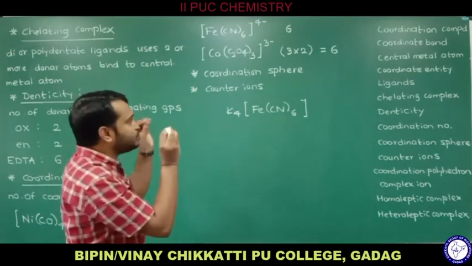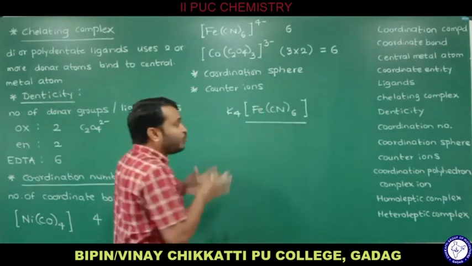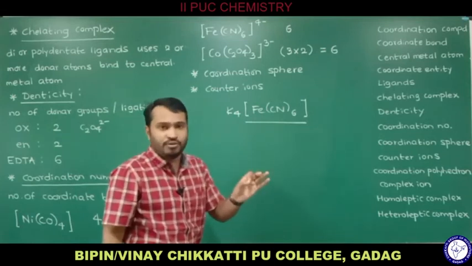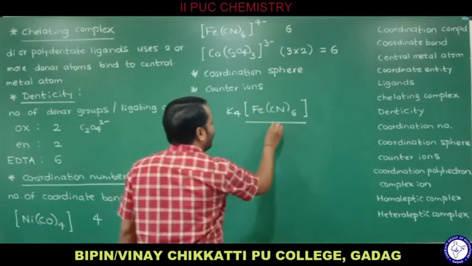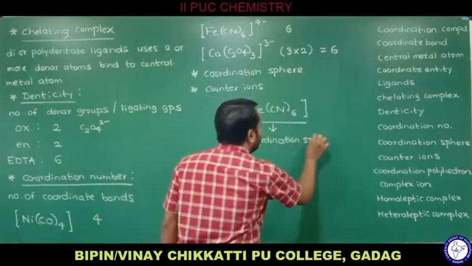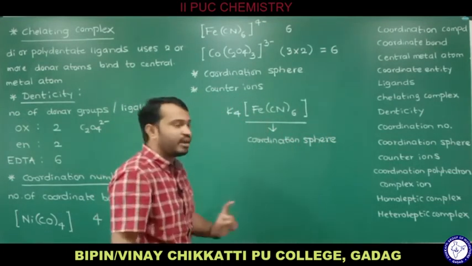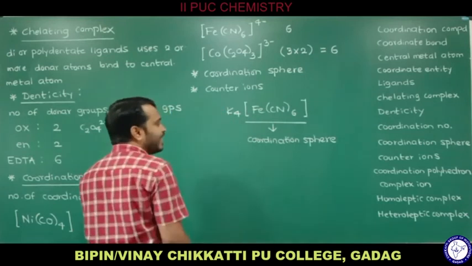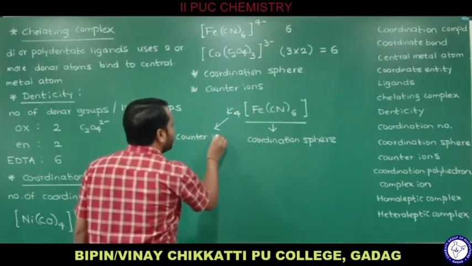Remember, coordination sphere means you need to observe the terms involved in the square bracket. In the square bracket we have the central metal atom or ion and ligands. They are placed inside the square bracket, and this we call the coordination sphere. And we have one more, that is K plus, a cation. This K plus we call a counter ion.